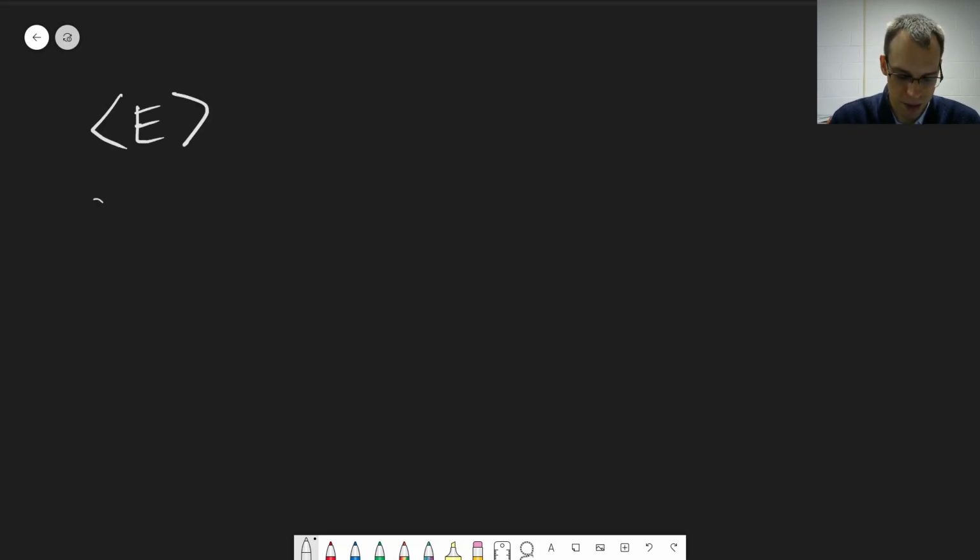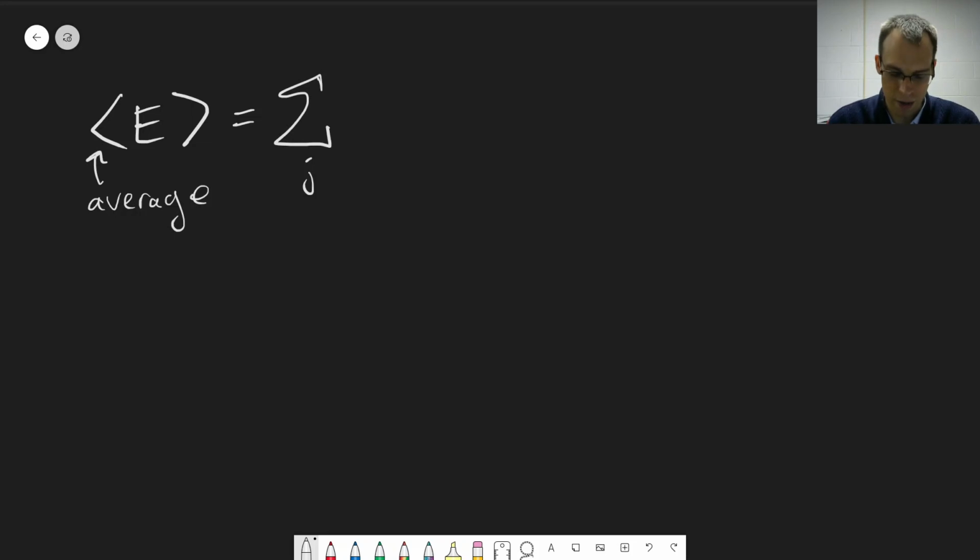So this symbol here just means average. And what is the average energy for our system? Well, the average energy for our system, if we know the probabilities, is actually fairly straightforward. We take a sum over all the possible energy values and take the probability of a system being in that energy times the energy. This is a different way of writing an average.